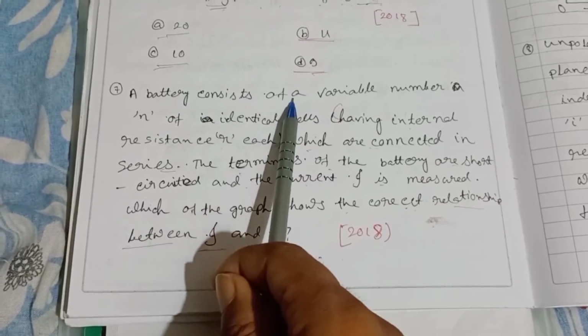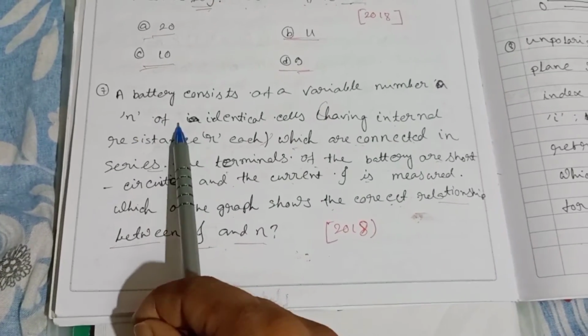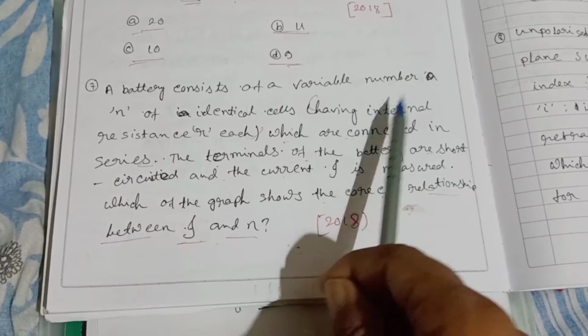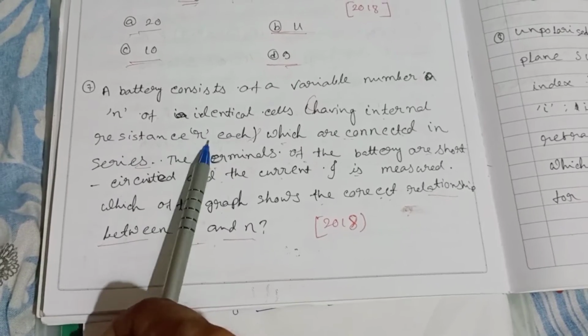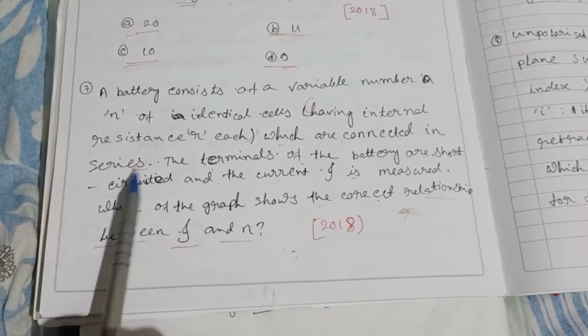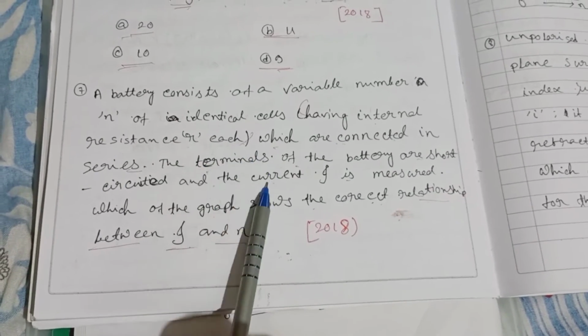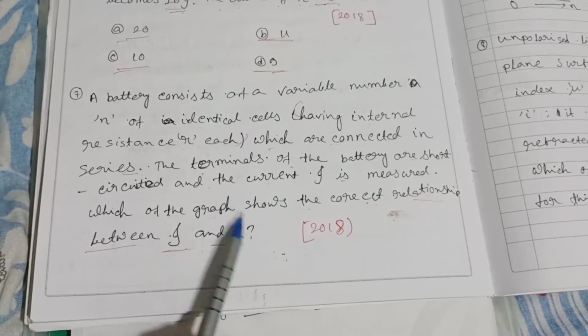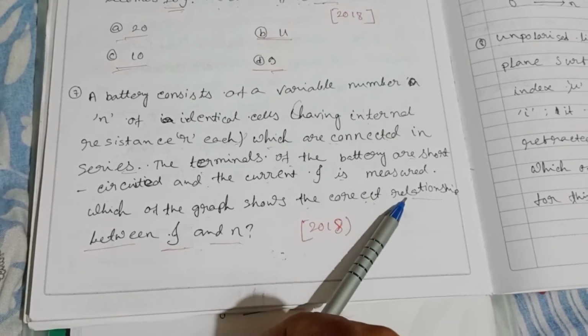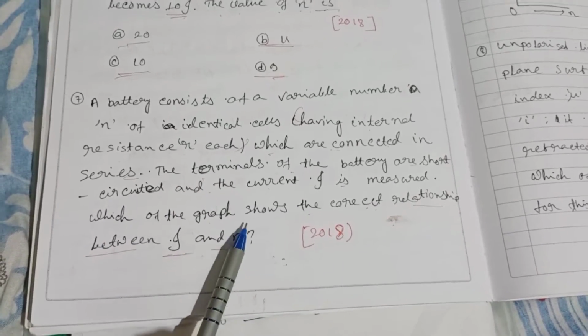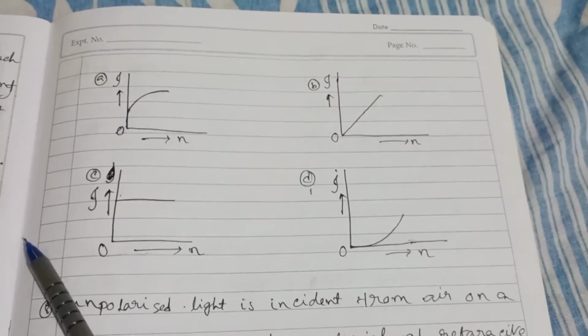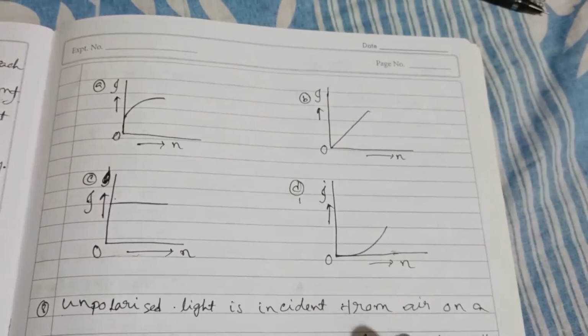A battery consists of a variable number n of identical cells having internal resistance r each, which are connected in series. The terminals of the battery are short circuited and the current I is measured. Which of the graphs shows the correct relationship between I and n? Here are the options A, B, C and D. Let's start solving the question.